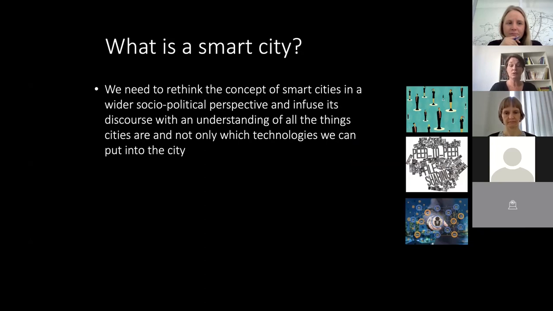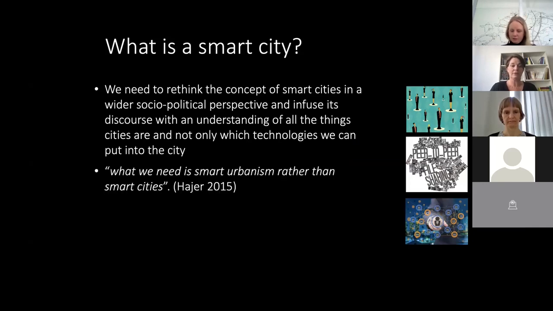What are cities also about? What do they do to people? What do they do to people's lives? And Martin Heyer said at some point, we need smart urbanism rather than smart cities. This is not the same as saying that smart cities don't have potential. It's not the same as saying that all these smart technologies can't be used for a lot of stuff, and also can be part of creating sustainability.